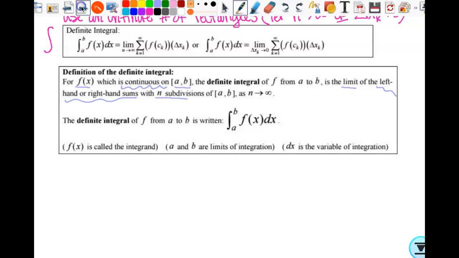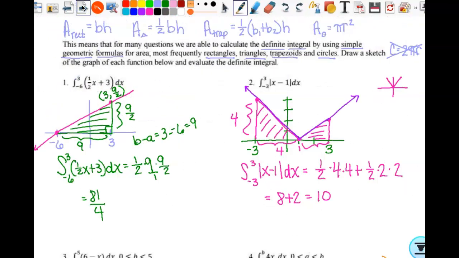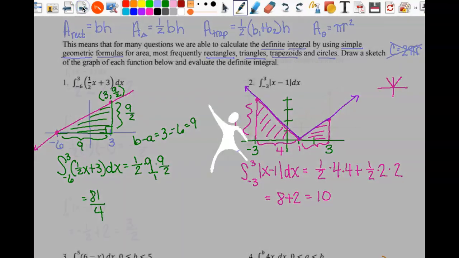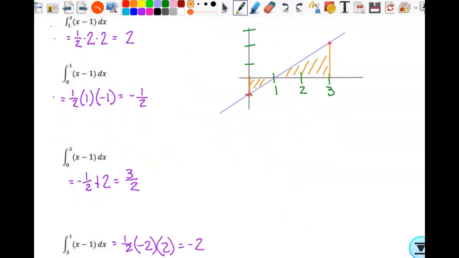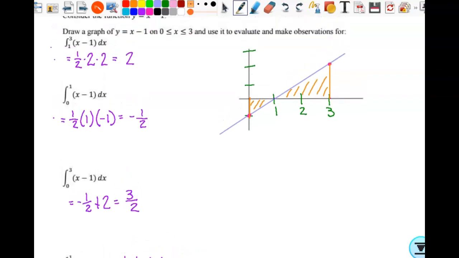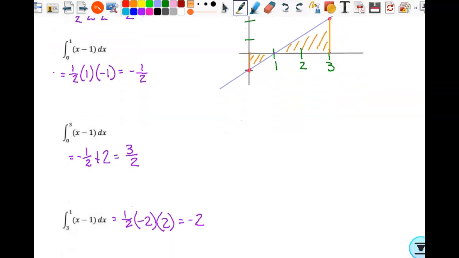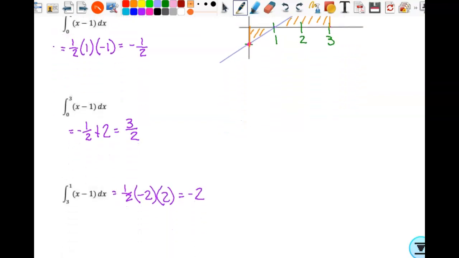So one other thing I want to talk about from this stuff before we get to today, because we're going to look at the properties. But remember when we were doing this here, these are our limits of integration, right? And if we're going left to right, our change in x is positive. If we are going from right to left, our change in x is negative, right? And so we're going to use that on here today.